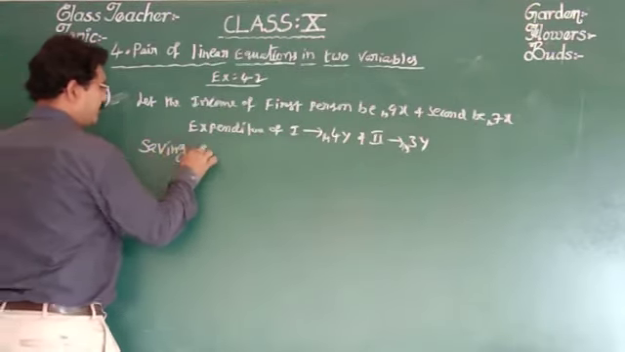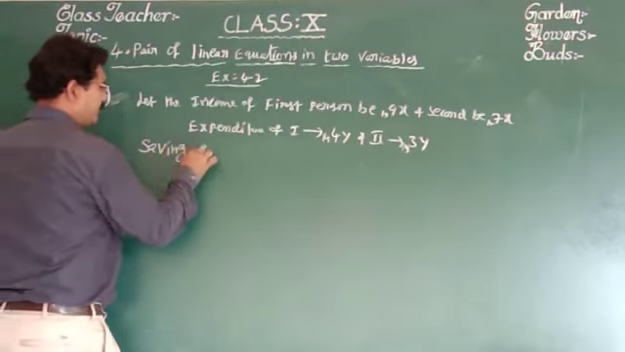This is important. Next, saving of the second person is equal to income of the second person minus expenditure of the second person. Income of the second person is 7x. Expenditure of the second person is 3y, which is equal to the same, that is 2000. Call it equation number 2.